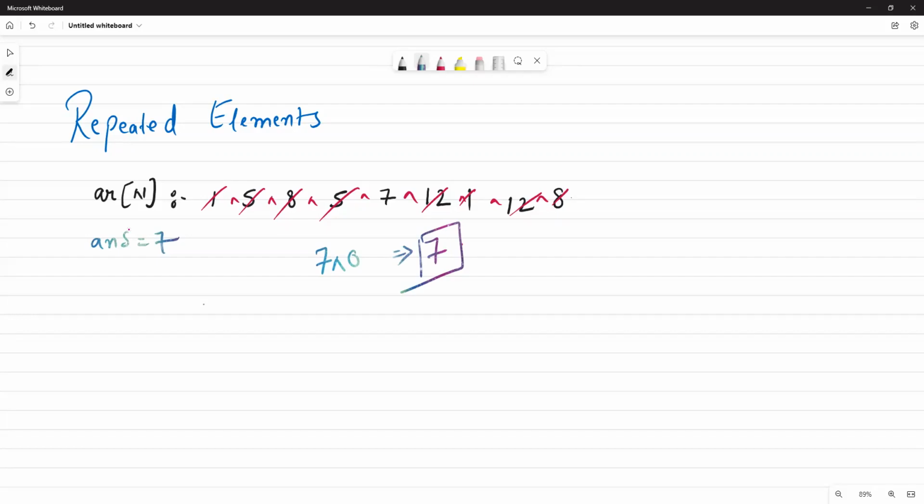Ma'am, I wanted to know, in one while loop, can we just put all the numbers with XOR, XOR, XOR, XOR? Yeah, it all works in one shot. And it returns me 7. Yeah, it returns you 7. Okay. Perfect.